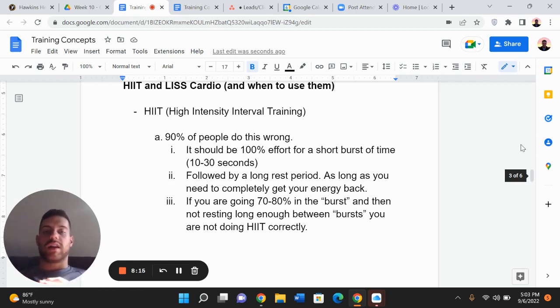What it should look like is, let's say that you're doing sprints outside. This should look like you are giving 100% of your effort for that short burst of a sprint. And then after that sprint is over, that sprint should last between 10 and 30 seconds. 30 seconds is actually kind of a long time, so it should really be more between 10 and 20 seconds if you're sprinting. And then you should have a long rest period. Now, this long rest period should be as long as it takes for you to get back your composure and be at a point where you feel like you can give a realistic 100% effort again.